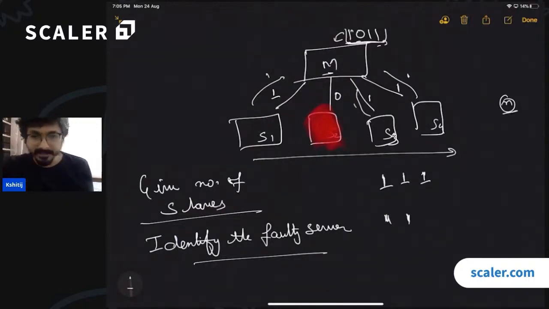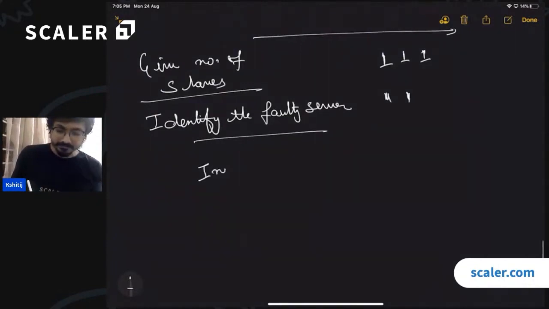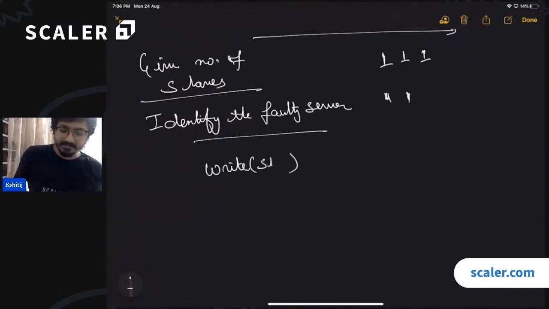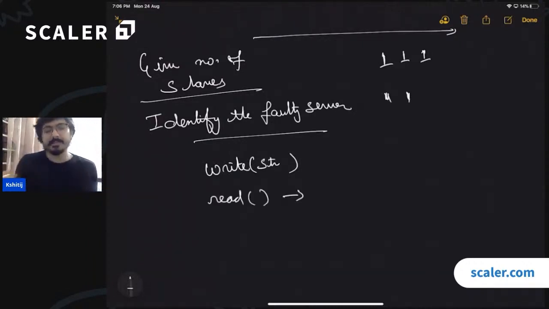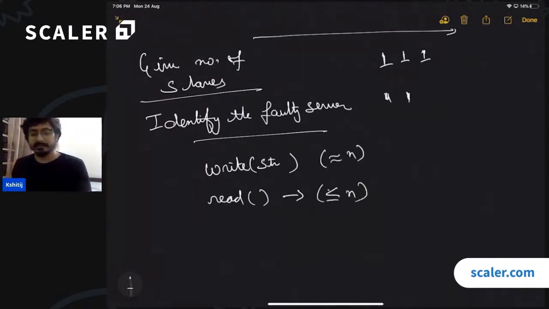Will we be given the final string? Yes. So what you are given is that you can input any string of length n. Let us say that you are given two functions, read and write. Write is a function which takes a binary string of length n, and read is a function which returns a binary string. The length can be less than or equal to n. For write the length should be exactly equal to n. For read the length will be less than or equal to n, based on how many servers are faulty.